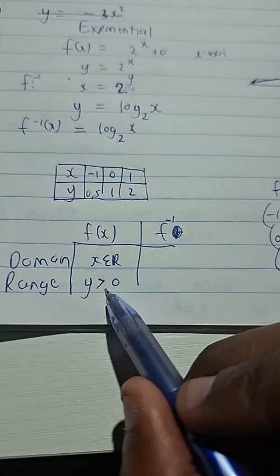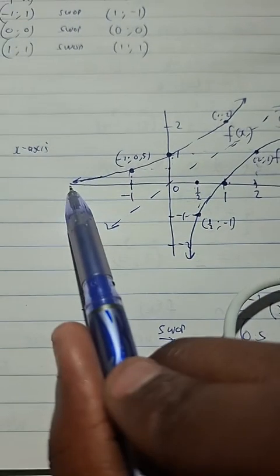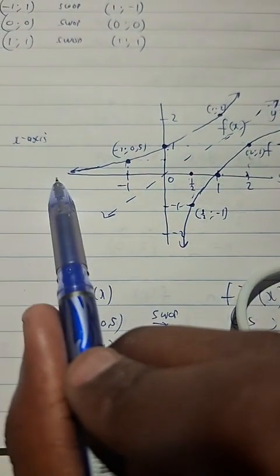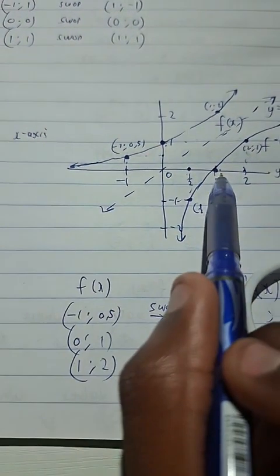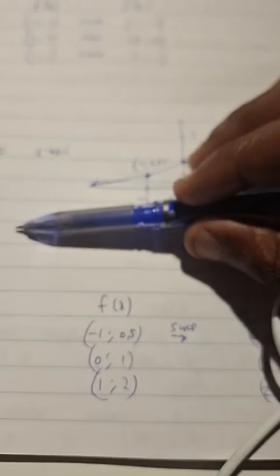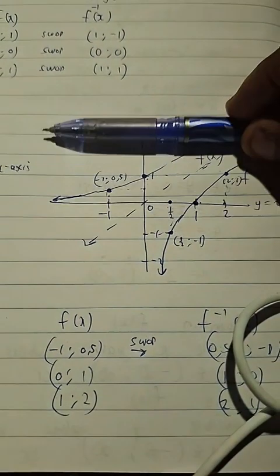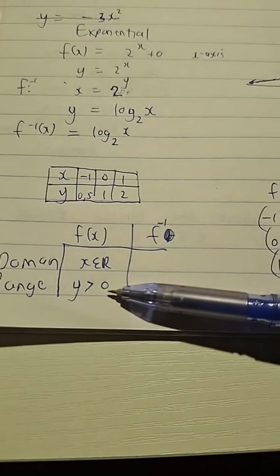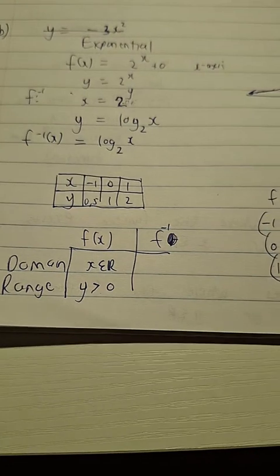We don't say equal, because remember, this line is the function's asymptote. The function does not exist where y is equal to 0. So we look at the function existing only above the x-axis. So we say y is greater than 0. That is the range of the function.